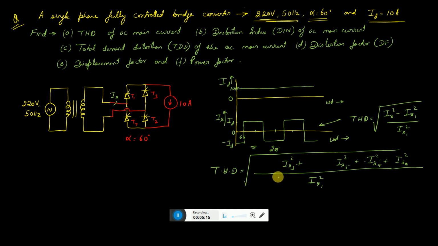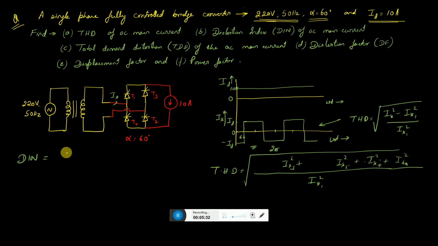We are explaining this because there is another question called the distortion index of the AC mains. What is this distortion index? The distortion index is the harmonic power divided by the total power in the waveform itself.